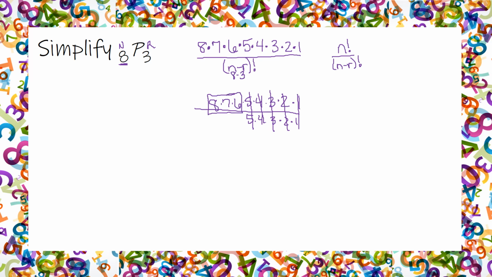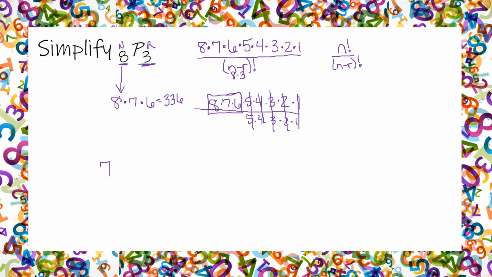Now here's the easier way than writing all of that out. I start with this number here. I start with 8. And I go down 3 digits. So 8, that's 1. 7, that's 2. And 6. That's the same thing. So we're going to multiply those out. 8 times 7 times 6 gives me 336. And that's my answer there. 8 permutations of 3 is 336.